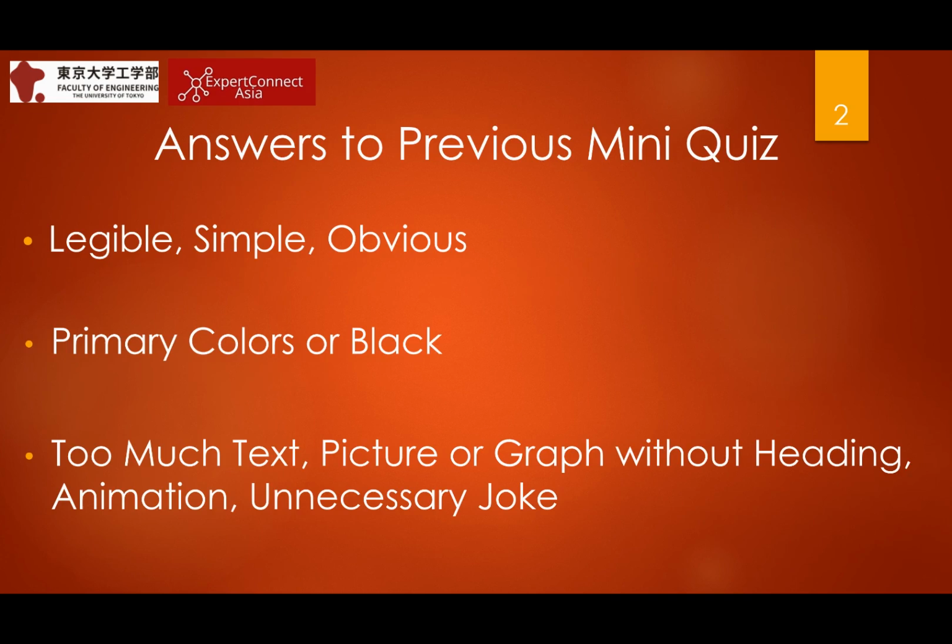First, the answer to question 1. What are the 3 points to keep in mind when you prepare your pitching slides? They are legible, simple, and obvious. Next, the answers to question 2. What color should you use in your text? They are primary colors or black.